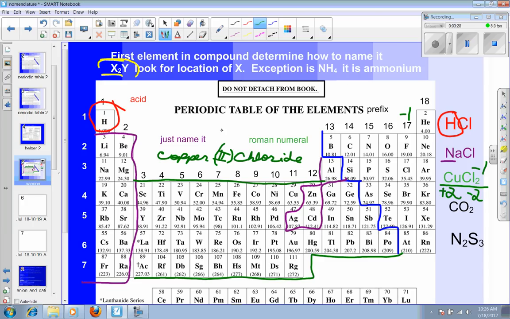The last section that we deal with is if that first element, X, is sitting over here past the stair step. Notice past the stair step starts with a P. If you go past the stair step, you need a prefix. These are your covalent compounds. Anything that starts with a metal, the sodium, the copper, anything in the purple section, the just name it or the Roman numeral, those are ionic compounds. Acids are actually covalent compounds with ionic character. And then you have your covalent compounds.